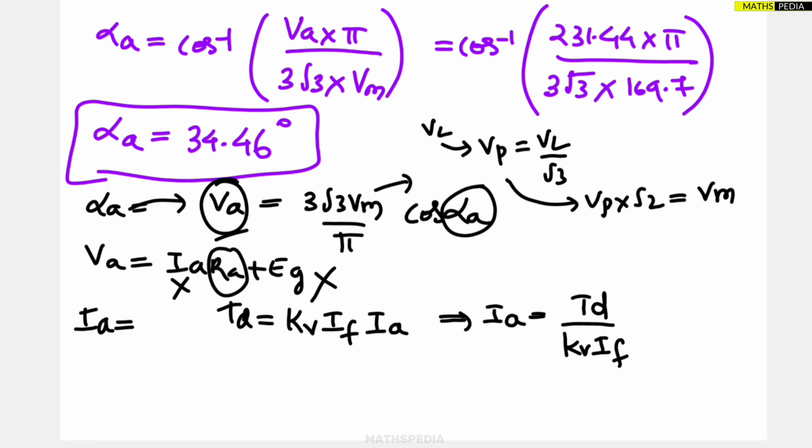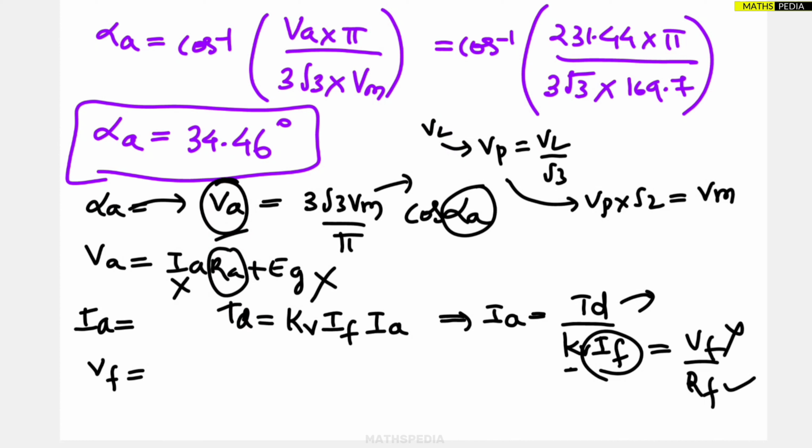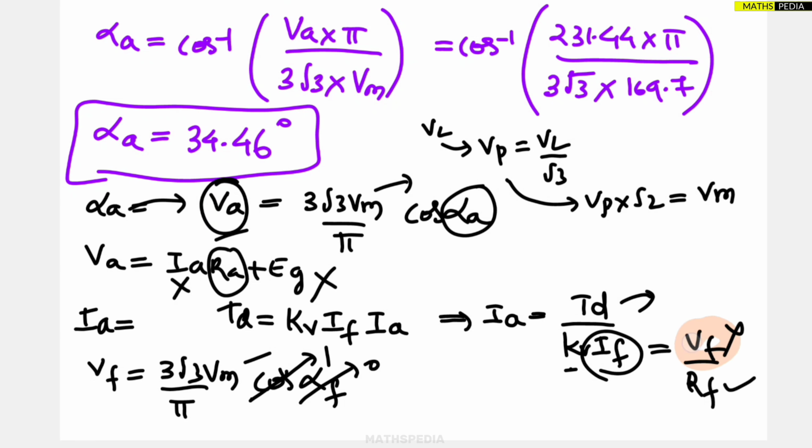But again here, same problem. TD is given, and kV is also a motor constant that is given. IF I don't know. IF again I have to find with the formula VF by RF. RF I know, but VF I don't know. So to find VF, the formula will be 3 root 3 Vm by pi cos alpha F, where alpha F we consider 0, so cos 0 is 1. Vm we know, so we get VF. VF you substituted, RF you substituted, and you got IF.